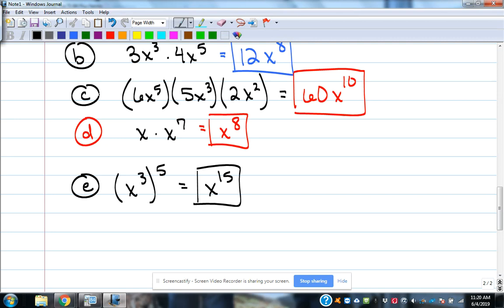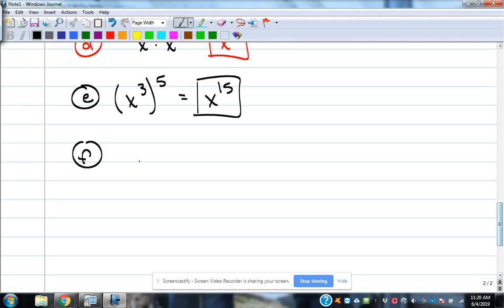So let's mix in some of the other rules. Example F. Let's say we had 2 to the 3rd, so a number with an exponent, and then a variable with an exponent, x to the 4th, and then let's put that to the 2nd power. 2 to the 3rd, x to the 4th, and then that's in parentheses with the 2 outside. So what am I going to do with them?